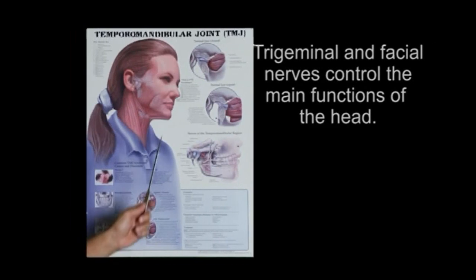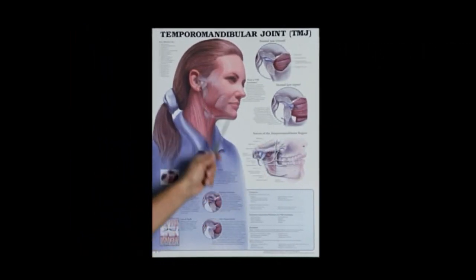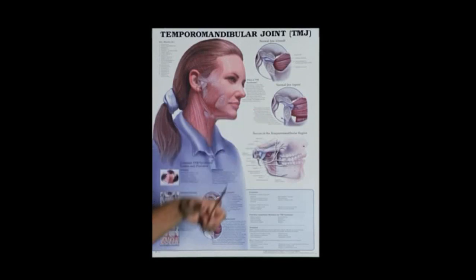The brain also receives feedback sensation from these nerves. So these nerves tell your muscles how to bite, and they also tell your brain when you like a burger or when your coffee is too hot.